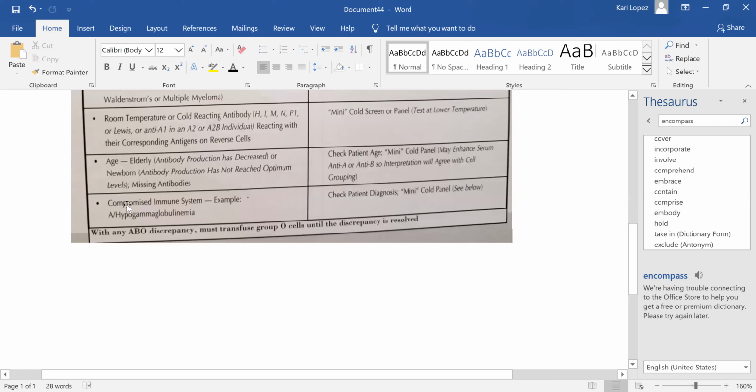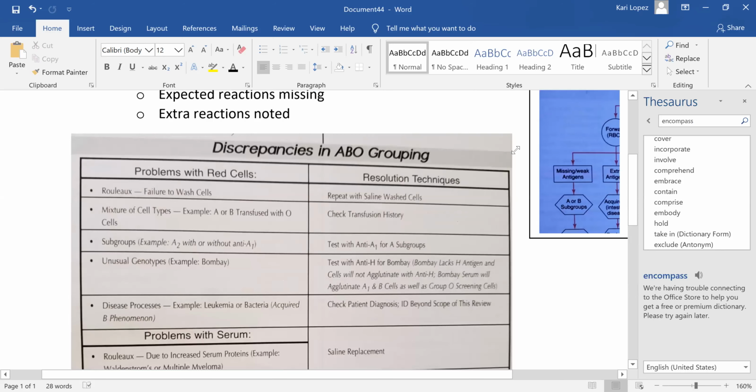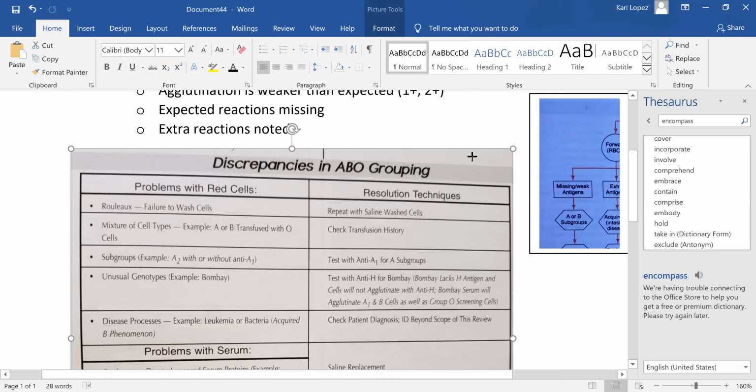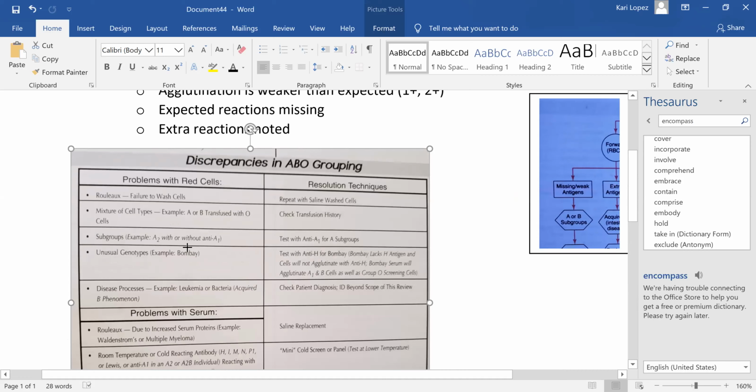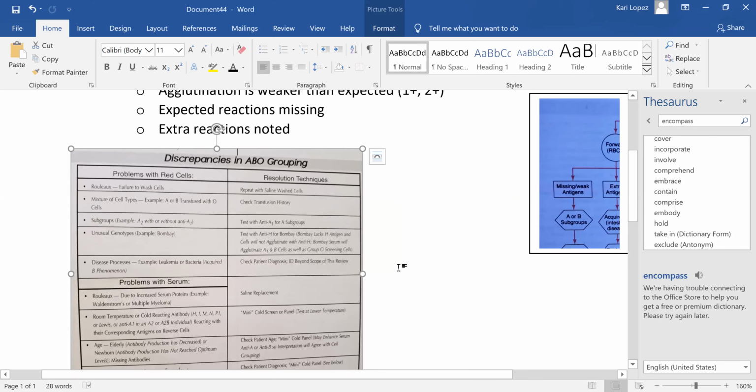That's okay. And then compromised immune system. So with hypogammaglobulinemia, you can check the patient diagnosis or do a mini cold panel. So with any ABO discrepancy, you must transfuse group O cells until the discrepancy is resolved. Why is that? Because they're the universal donor.